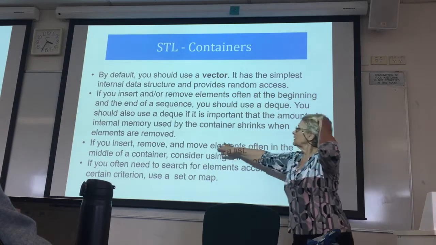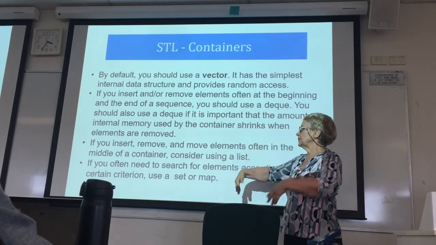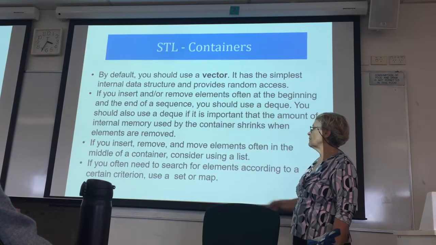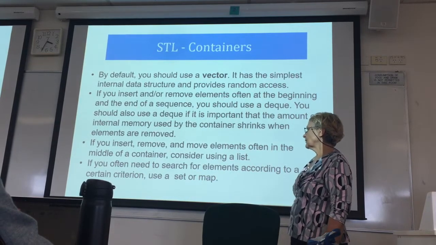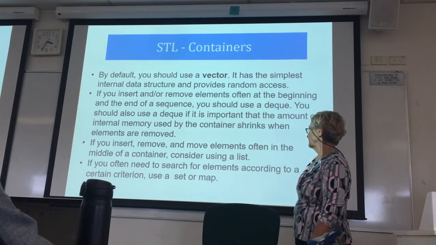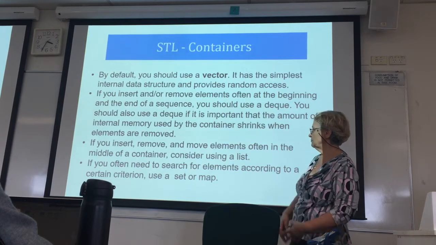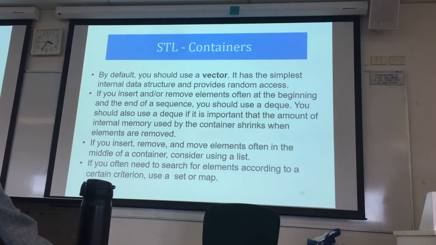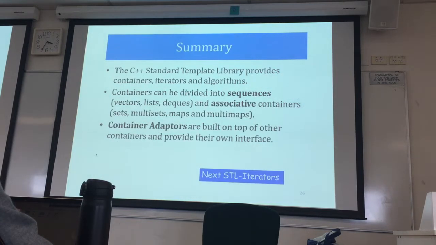If you work a lot in the middle of the container, the list is to be used. This is the most efficient. If you do a lot of searching, trying to find elements, then use a set or a map. The map is called a dictionary in other languages. So a dictionary from Python is in fact a map in C++.